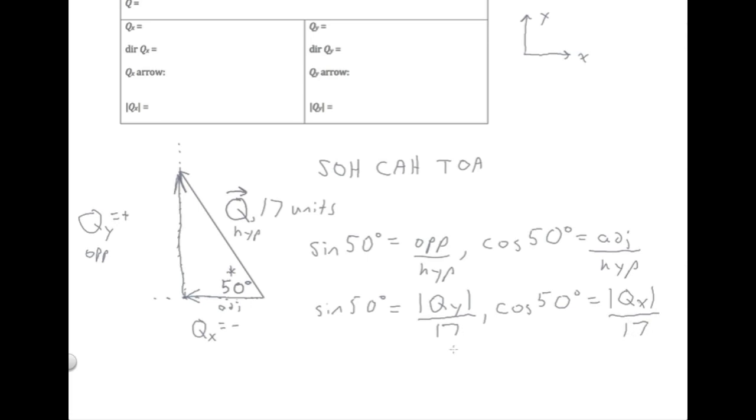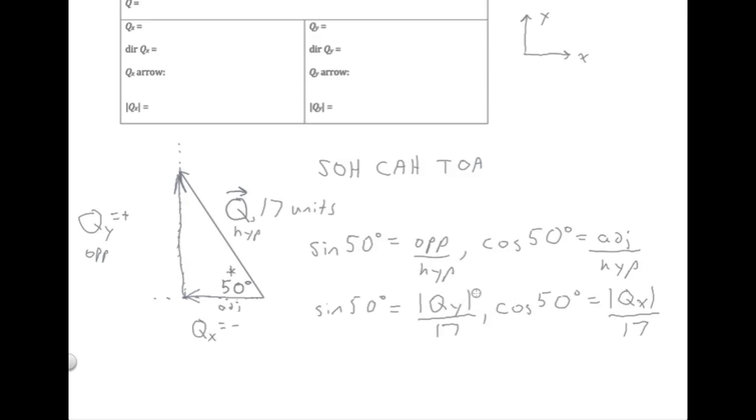Now you might notice here that I used absolute value symbols around qx and qy. Why did I do that? Well, because SOHCAHTOA is about the lengths of sides in a right triangle, and lengths are always positive. So we're not going to use SOHCAHTOA to find the complete component with a plus or a minus sign. We're only going to use SOHCAHTOA to find the magnitude of the component. And the symbol for the magnitude of the component is the component in absolute value signs.